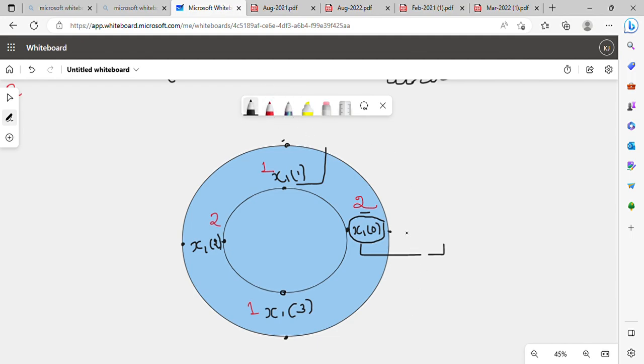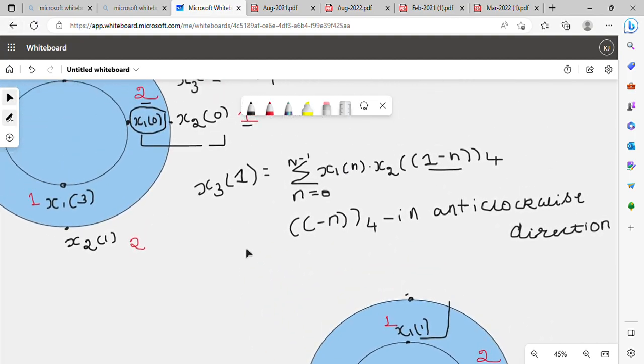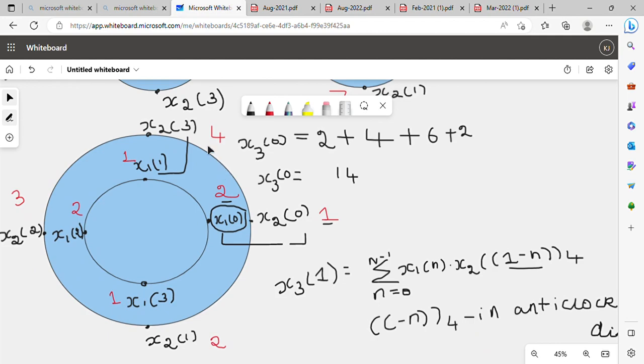So this is my x2 of 0, right? So this is my x2 of 0, and here you're going to shift it in anti-clockwise direction. I guess you understood things. So how do you shift in anti-clockwise direction? Here it will be x2 of 1. Why x2 of 1? I'll tell you that also in a clear manner. So I'll just come back to here. So this circle I am going to showcase to you.